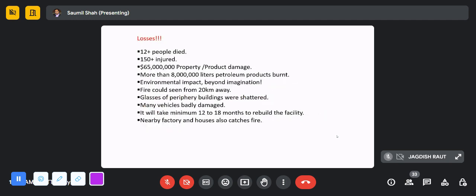So what were the losses? 12 plus people died, 150 plus injured, 65 lakh dollars of property or product damage, more than 80 lakh liters of petroleum product burned, and environmental impact beyond imagination. The fire could be seen from 20 kilometers away. Glass of peripheral buildings was shattered, many vehicles badly damaged. It will take a minimum of 12 to 18 months to rebuild the facility. Nearby factories and houses also caught fire.